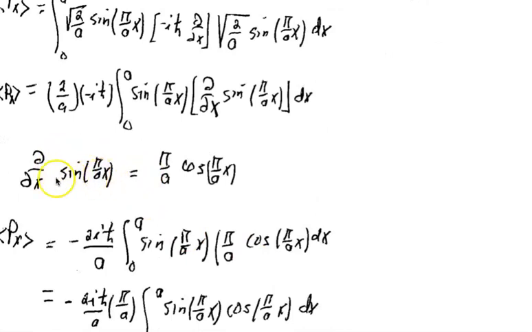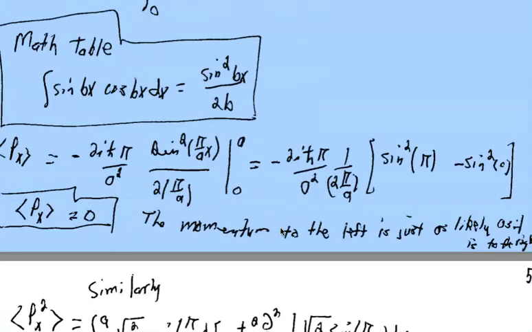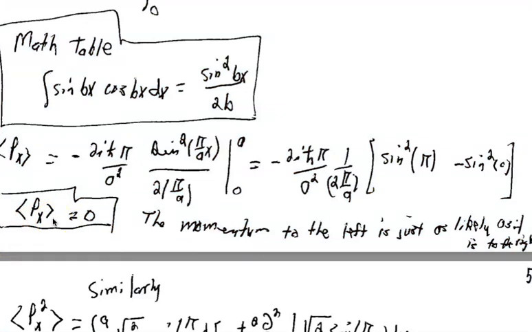So I show you right here. This is to take the partial. I've taken it there. I substitute it back in, and then I integrate. I use a table because I have the integral from 0 to a of sine pi over a, cosine pi over a, and I need to integrate that. I go to my table, and I get this expression, and plug that in, and I get what I expect, that the expectation value of p sub x is equal to 0.